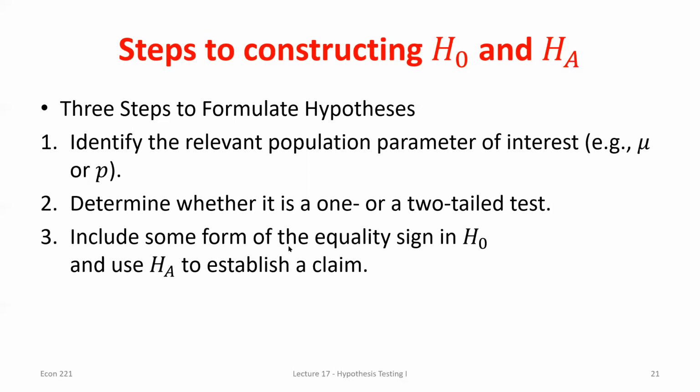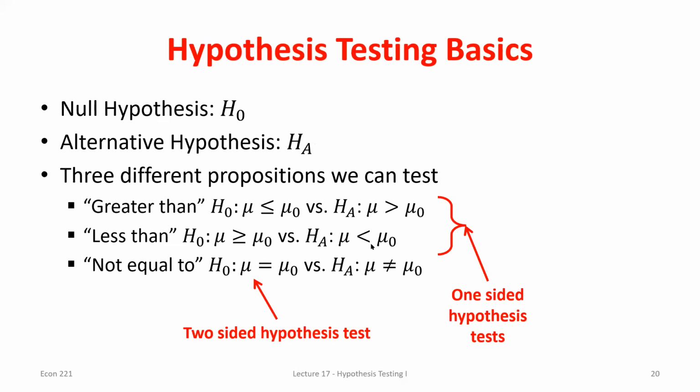And then we have to make sure we're including a sign of equality somewhere. In practice this isn't going to trip us up, because what we're always going to do is put the equality in the null hypothesis. You don't necessarily have to. Once we start working through examples, I'll explain why you could put it in the alternative hypothesis. Notice the equality sign is always in the null hypothesis.